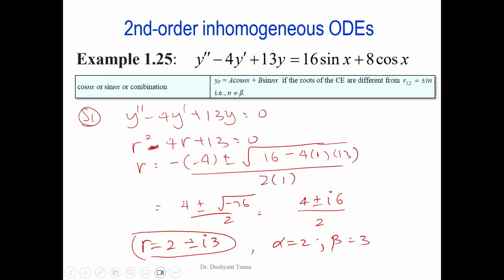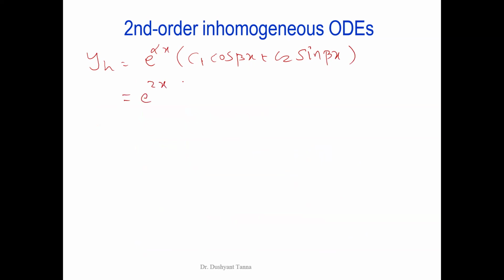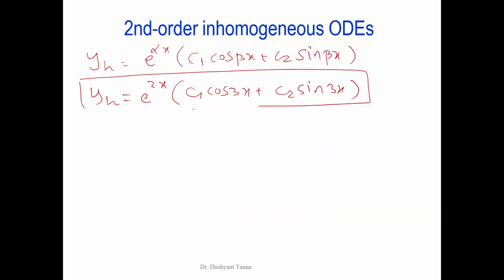How do we write our yh in this instance? Your yh will be e raised to alpha x times c1 cos beta x plus c2 sine beta x. Plug in the values of alpha and beta: e raised to 2x times c1 cos 3x plus c2 sine 3x. That's your yh.